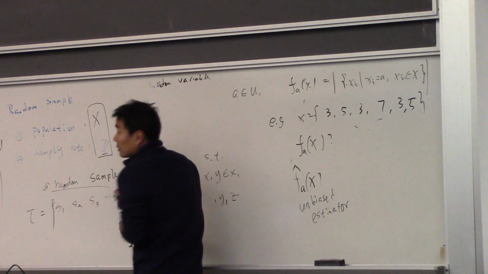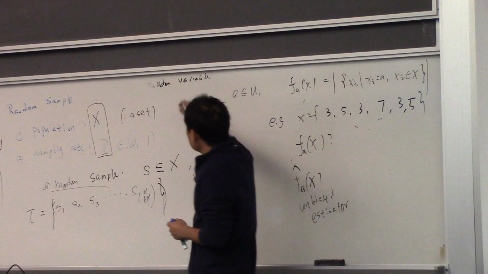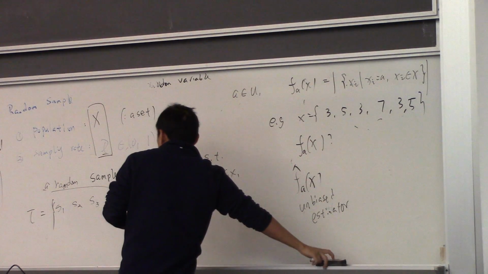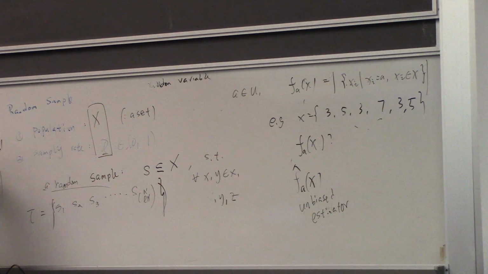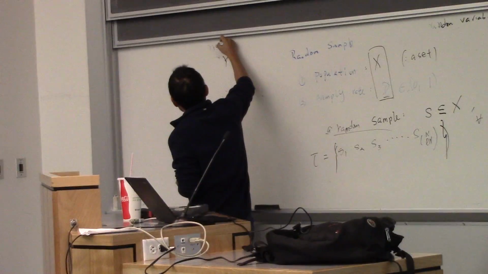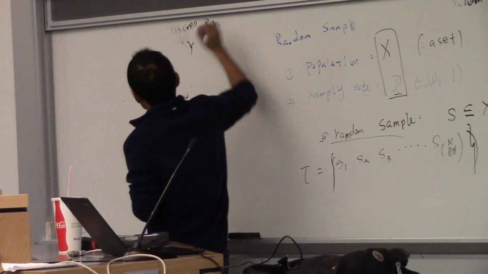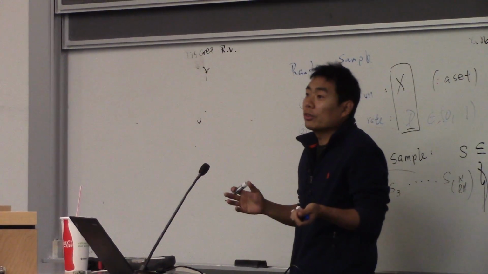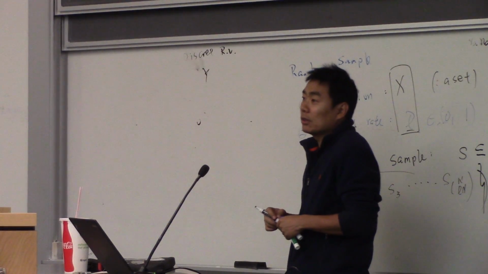What's a random variable? A random variable, I can set a random variable like y. Let's say in particular we look at the discrete random variable. There are continuous random variables and discrete random variables. Let's look at the discrete random variable.